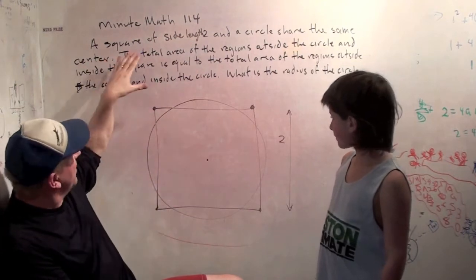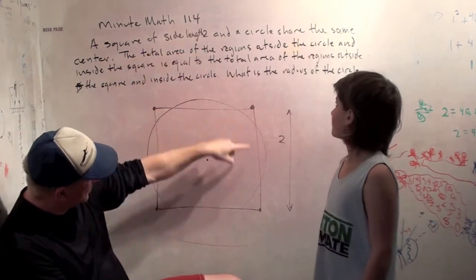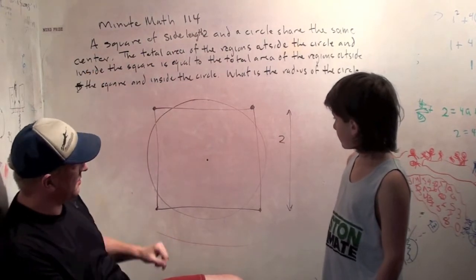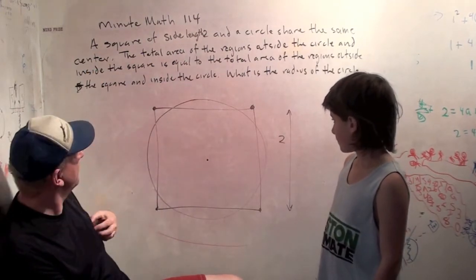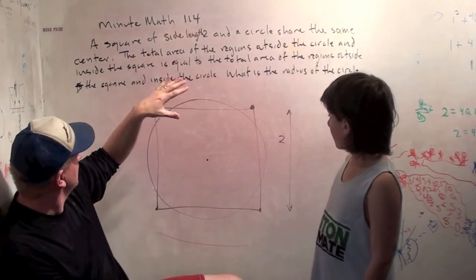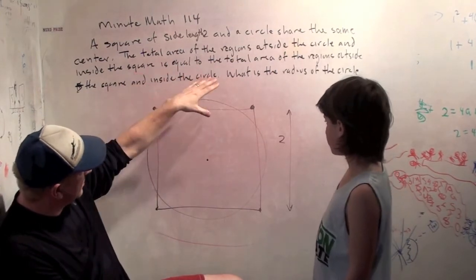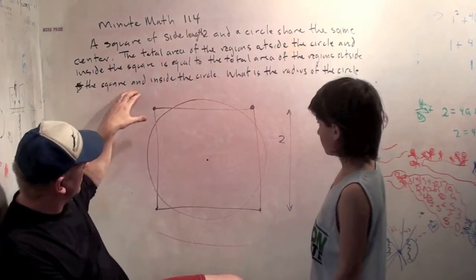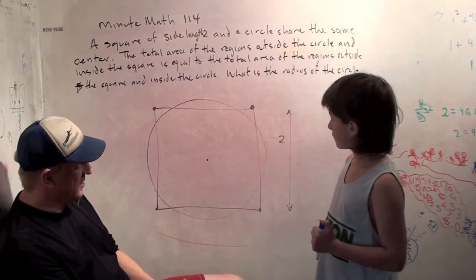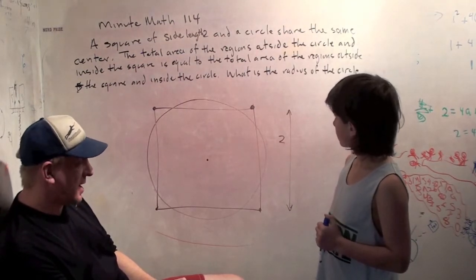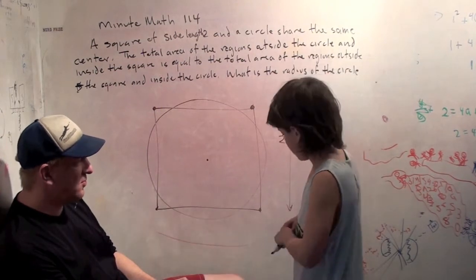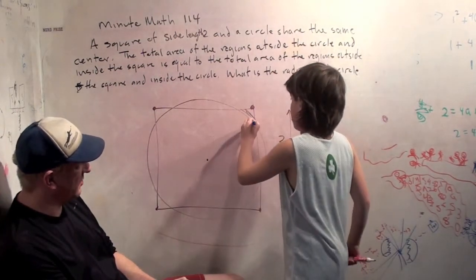Yeah. A square of side length 2, so the square has side length 2, and a circle share the same center. Okay, so you got a circle right on top of a square. The total area of the regions outside the circle and inside the square is equal to the total area of the regions outside the square and inside the circle. What is the radius of the circle? So this is a complicated sounding problem, but it's actually not too sneaky if you take your time.